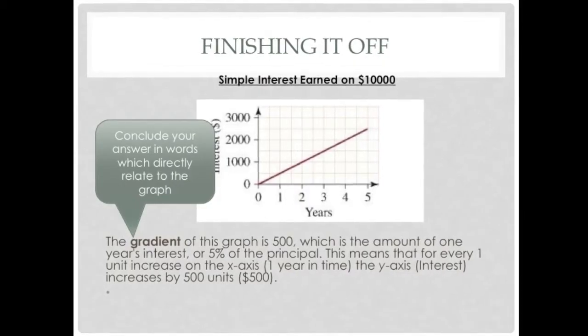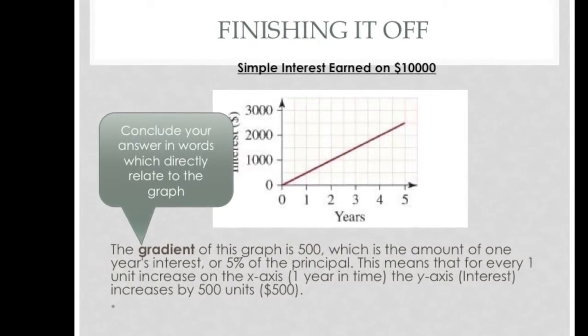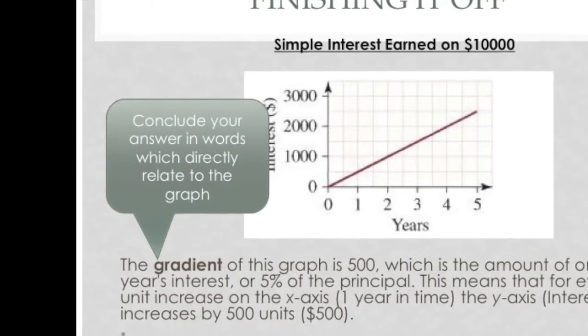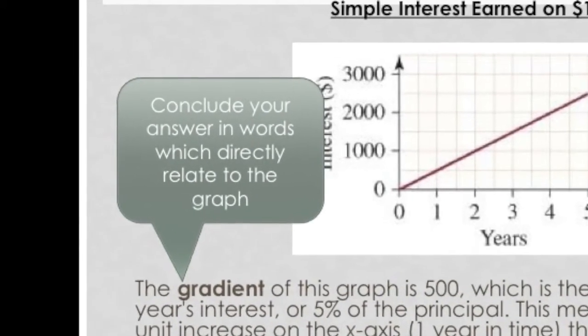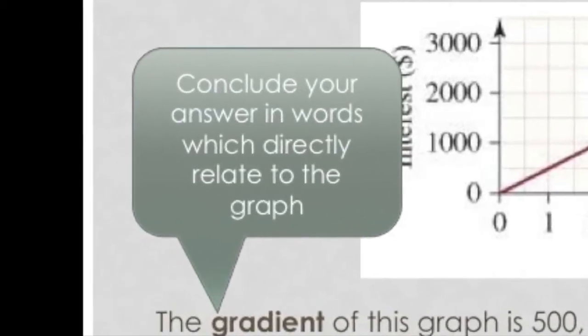When you conclude your answer, find as much information as you can from the graph. You'll see that this answer includes the gradient and the percentage. The percentage would directly relate to the interest rate in this case. Pause the video now and ensure that you have all of this information filled in before we move on to the examples.